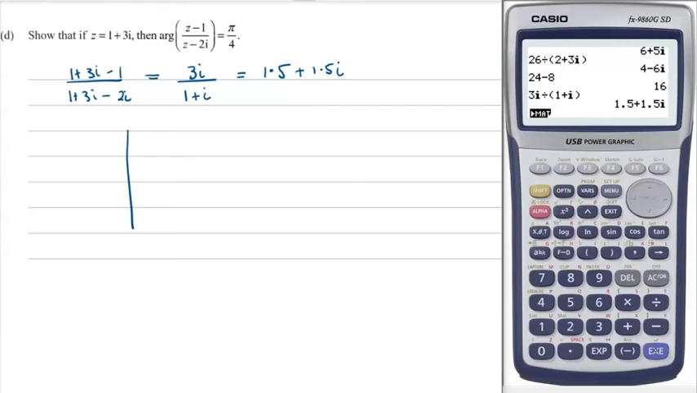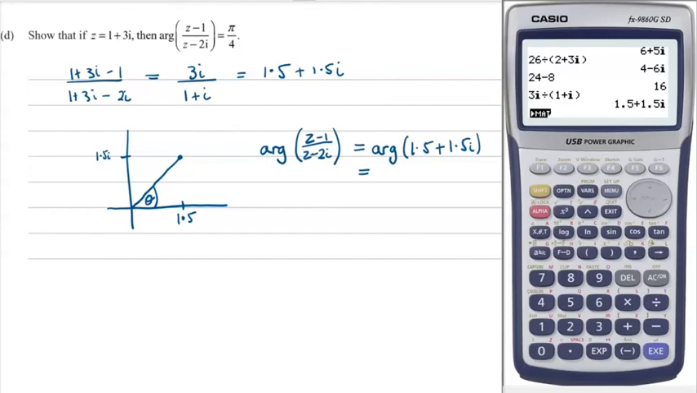Now plot that onto an Argand diagram, and you can see it's going to make an isosceles triangle, so 1.5 on either side. So 1.5 in the real direction, 1.5i. So the argument here will be equal to theta, which is equal to pi by 4. It's on that 45-degree line.